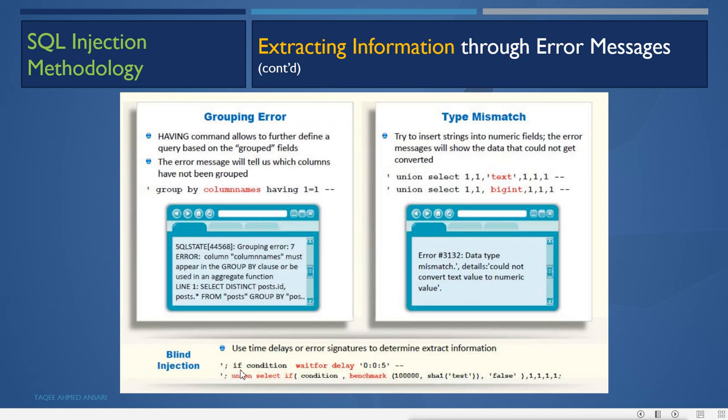Like it can put the if condition and say wait for delay of 5 seconds, and union, it is adding into this union select if condition, benchmark is this, and SHA test and false. So it will wait for the time, and if the error comes directly, that means the query fails, and if the query is successful, then the response will come, but it will come after that specific time.